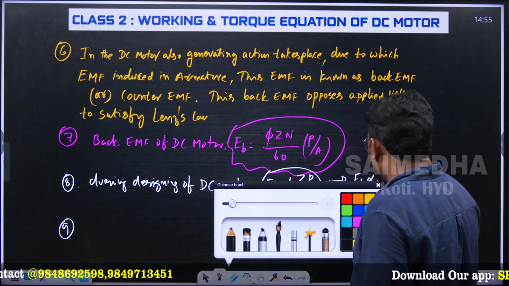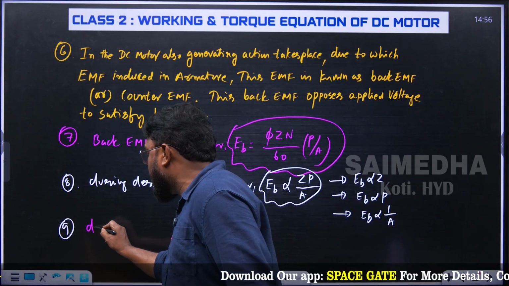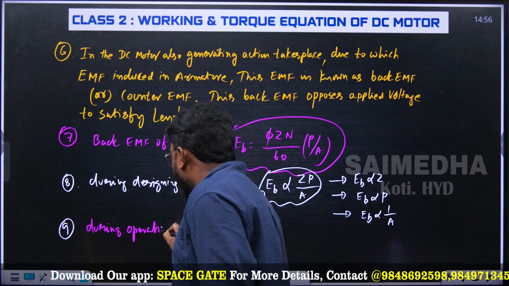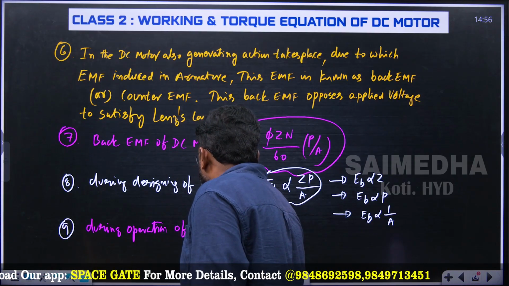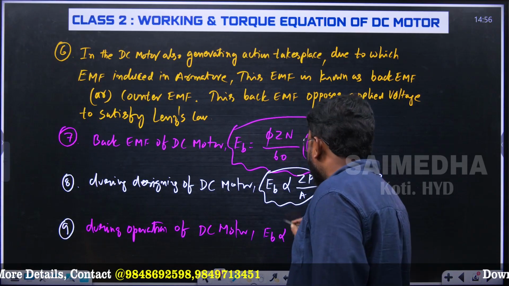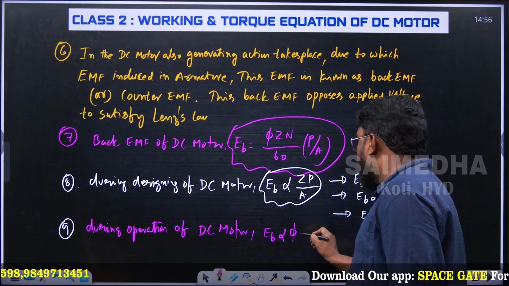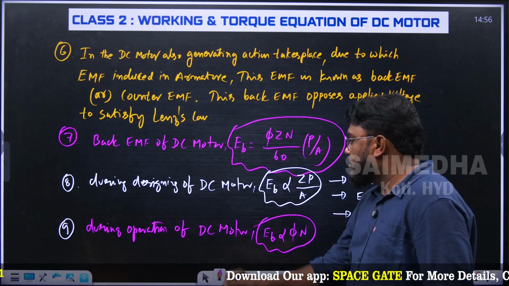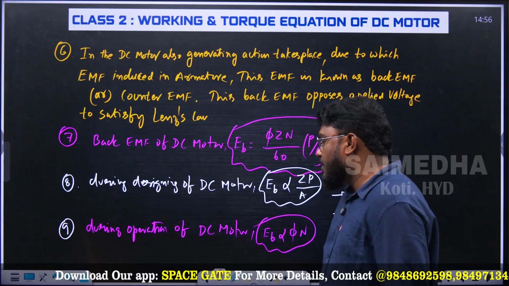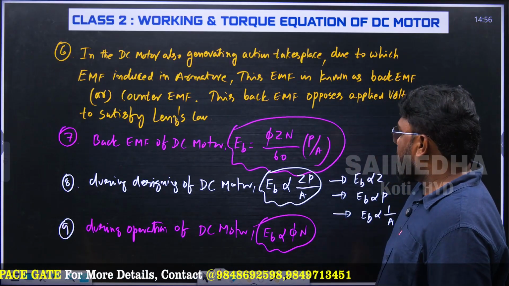And next, another possibility of the question, the 9th one. During operation of the DC motor, this back EMF EB is directly proportional to the product of the field flux and the speed of the motor. So this is also another point in this topic. During operation of the motor, back EMF is directly proportional to the product of flux phi and speed.